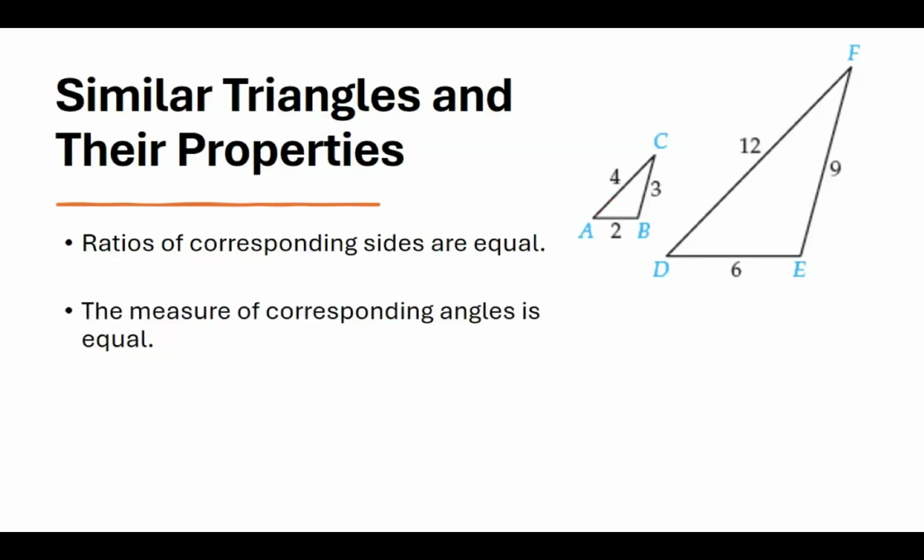We'll also have another property. This is actually the defining property of similar triangles, which is that the measures of the corresponding angles are equal. On this slide, I have pointed out the corresponding angles. If you look at the orientation of the triangles, they each have a side on the right. And then we have the angle.